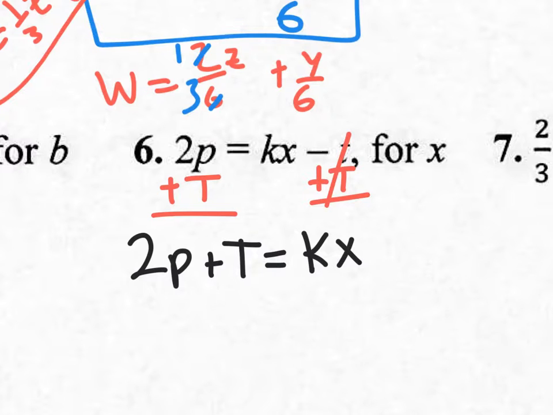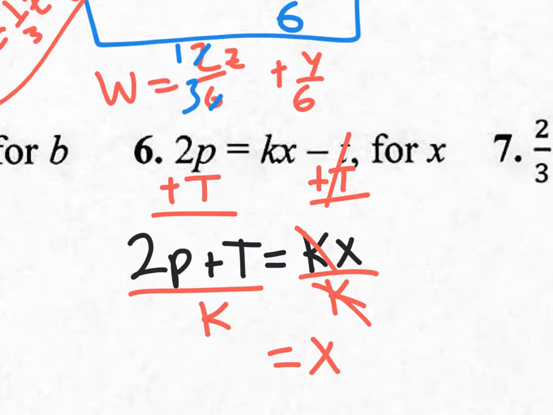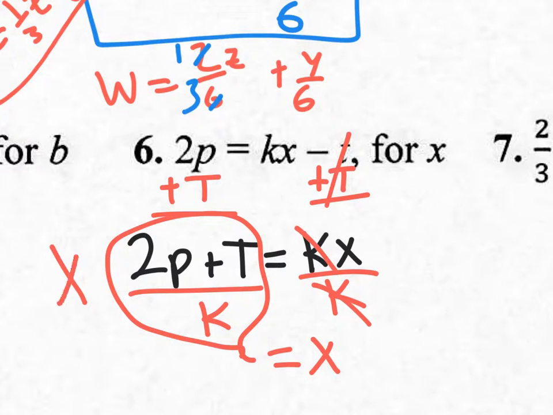What do I do? Divide by k. Cancel, cancel. And guess what? I'm done. X equals, I'll just circle it, 2p plus t, all divided by k. And it's probably better to write the x on this side, especially on tomorrow's quiz.